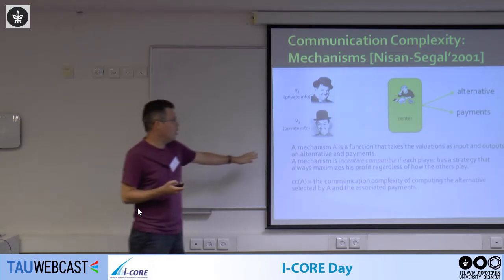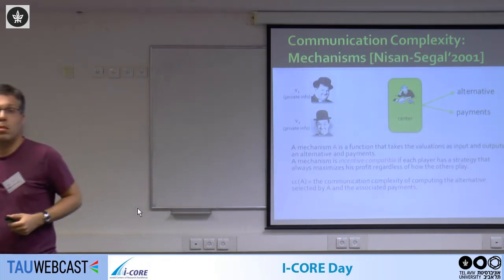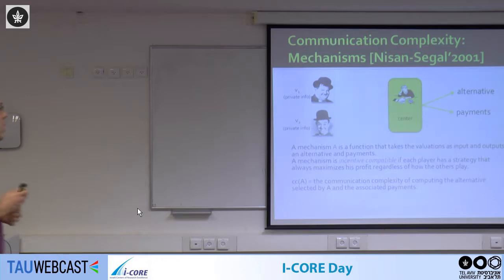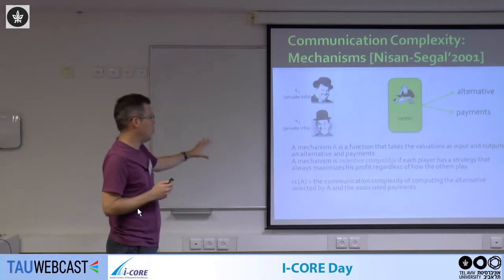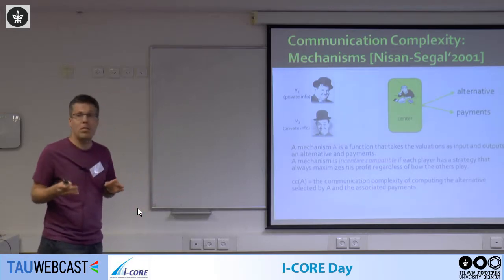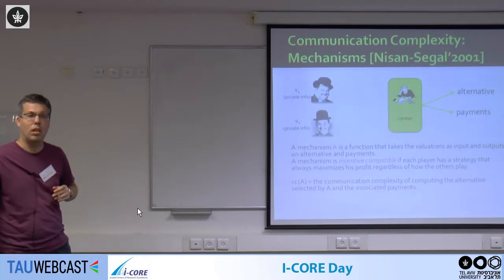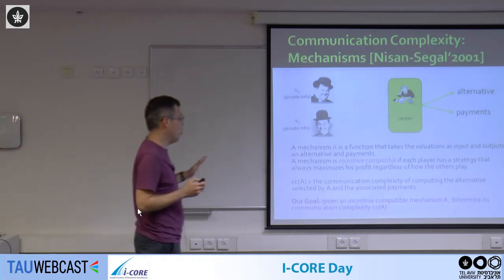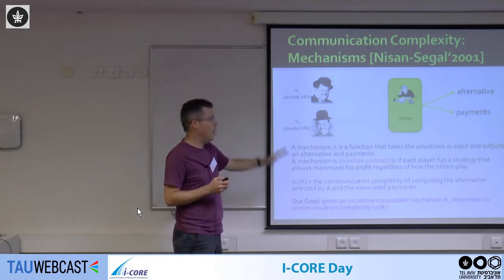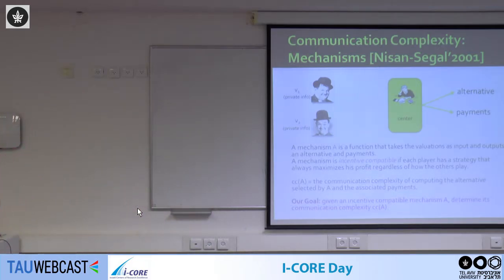And we will look at mechanisms that are incentive compatible in the sense that each player has a dominant strategy, one that always maximizes his own profit. Okay? So this is what we want to do. And the communication complexity of a mechanism is simply the minimal number of bits that we need in order to compute the output and the associated payments. That's what we do. And the goal of this talk: you give me an incentive-compatible mechanism A, and I have to tell you how many bits we need in order to implement this mechanism. Okay? So that's what we want to do.